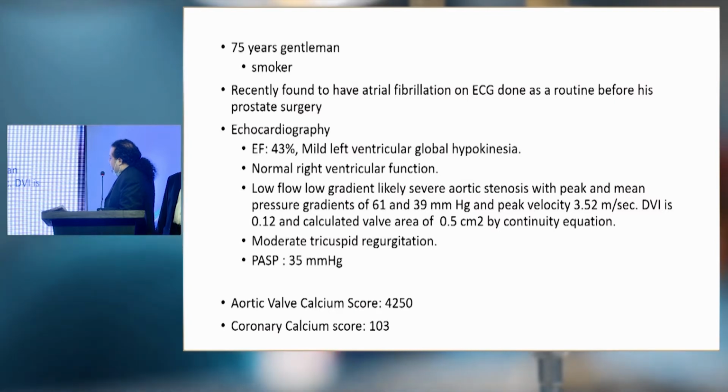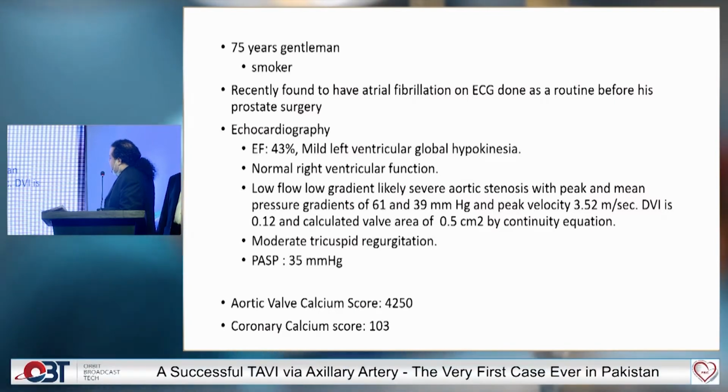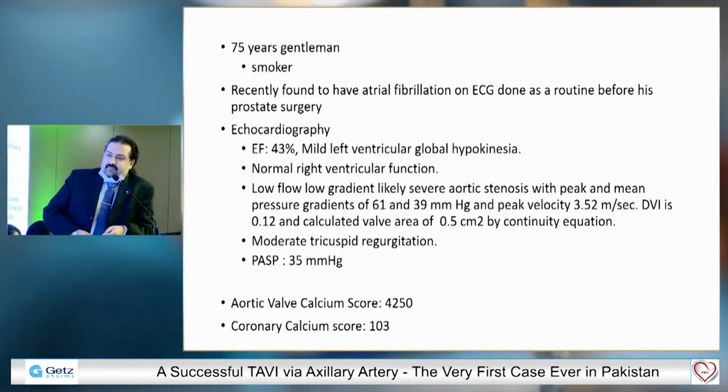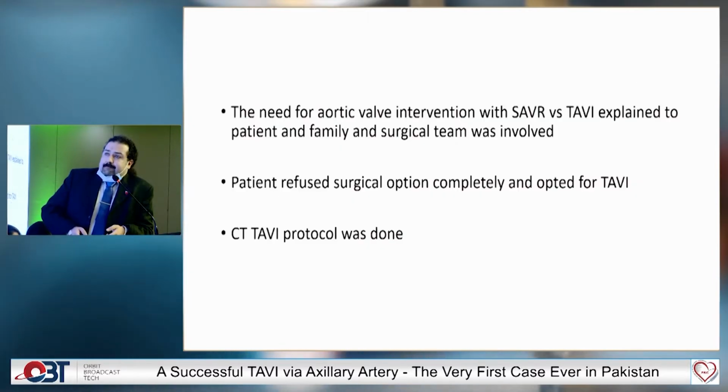a valve area of 0.5 square centimeters, and his peak velocity was 3.5 and mean gradient 39, with a pulmonary artery systolic pressure of 35. We have checked his aortic valve calcium score, which was very high, more than 4,000, and luckily his coronary calcium score, just to mention, was 103. The need for aortic valve intervention with SAVR versus TAVR was explained to the patient and the family.